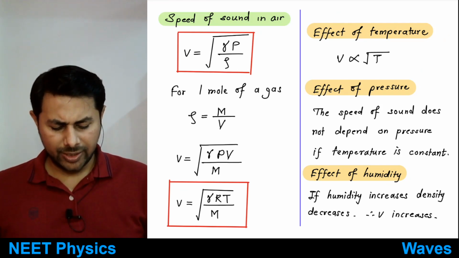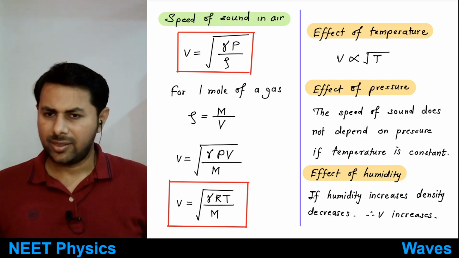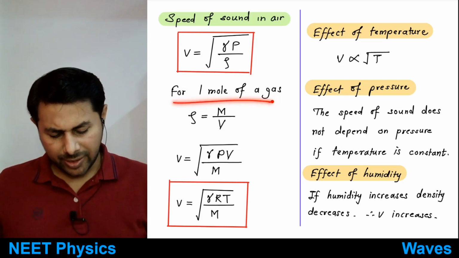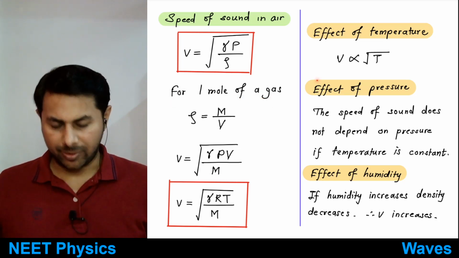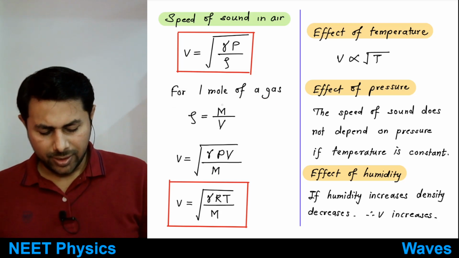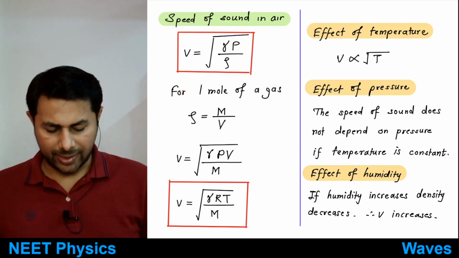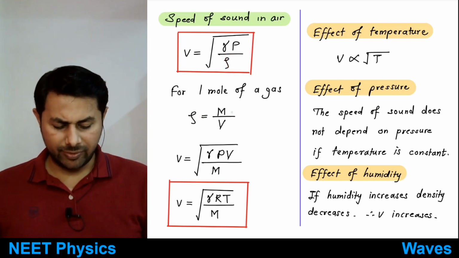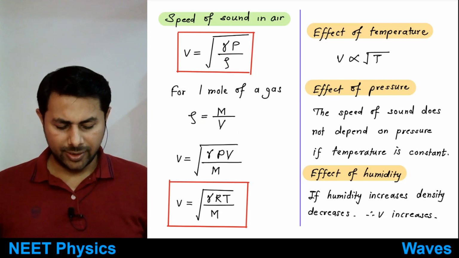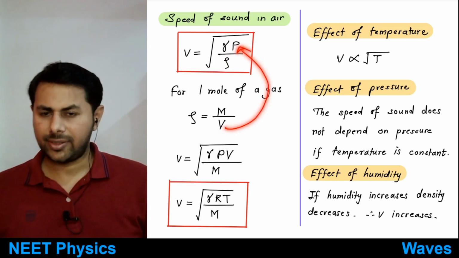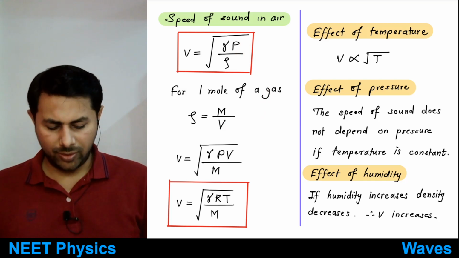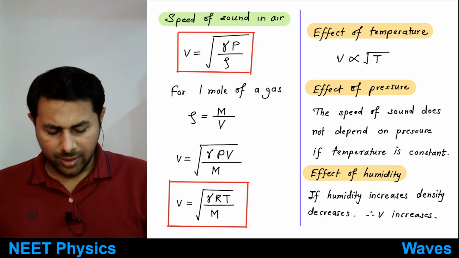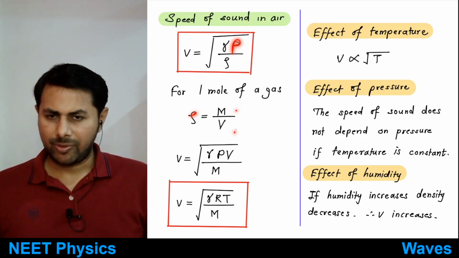So let us just quickly discuss the factors affecting the speed of sound in air. For 1 mole of gas, what can I say? Density is equal to what? We have density equal to mass upon volume, right? So you can substitute that here. You have V equals square root of gamma times P by rho, and density equals mass by volume.